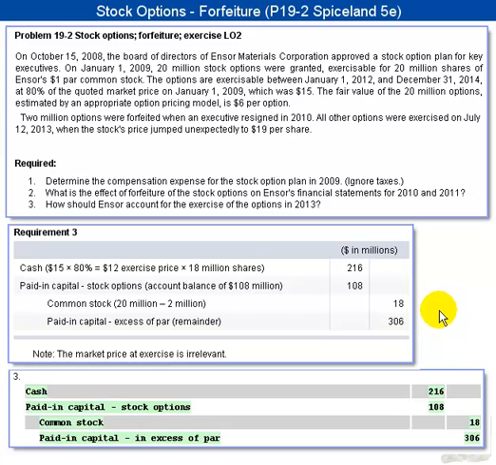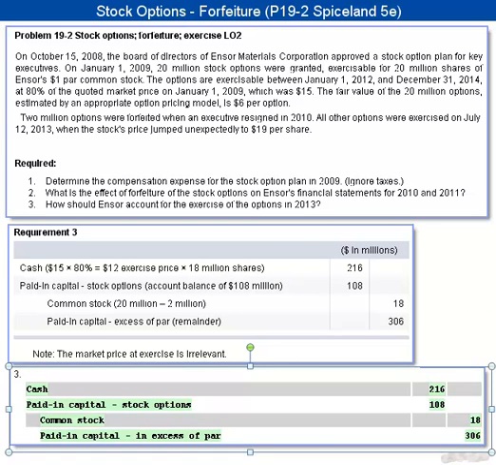So that gives us enough information to put this together, and realize that the market price at the exercise is irrelevant, and then we see that requirement 3 illustrated with the journal entry down below.